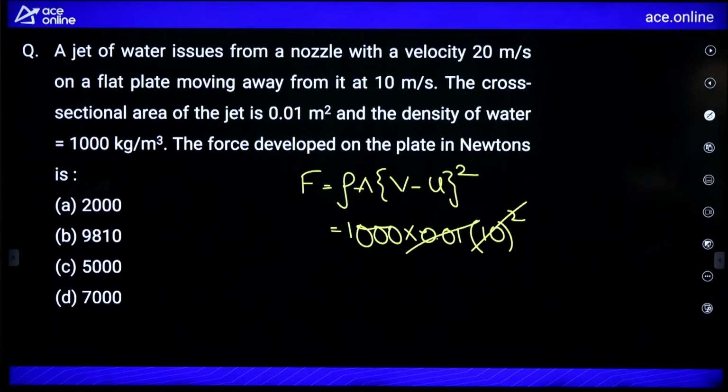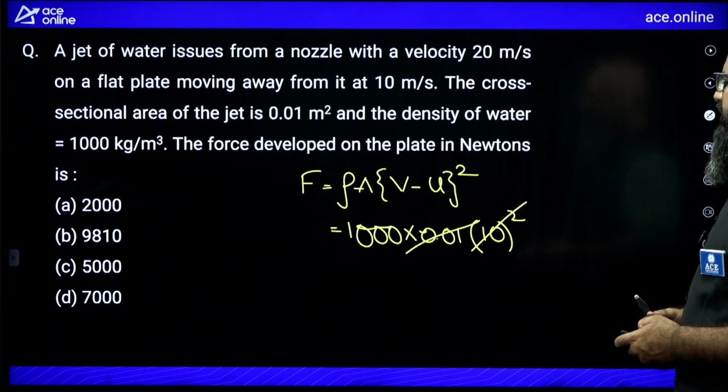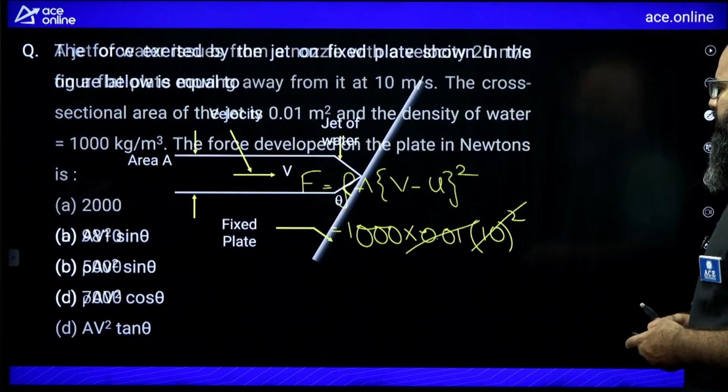I'm assuming the options given over here are wrong. Otherwise, the answer is supposed to be 1000 only over here. Moving further.